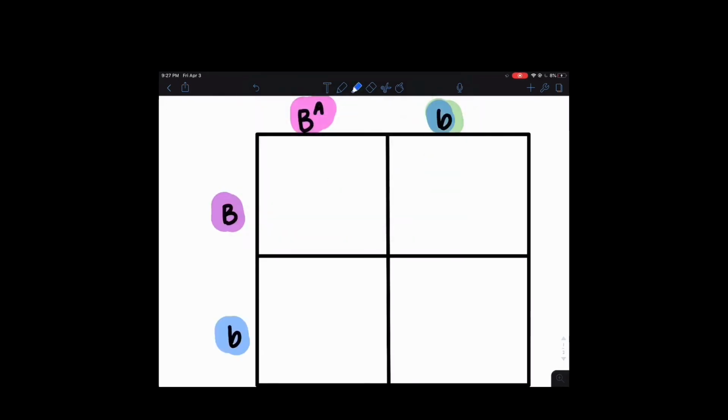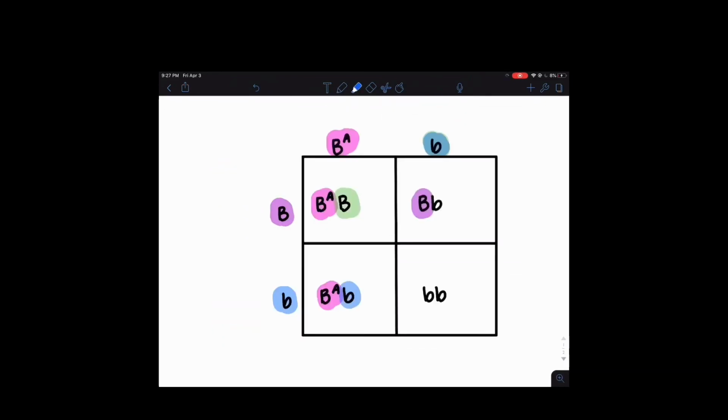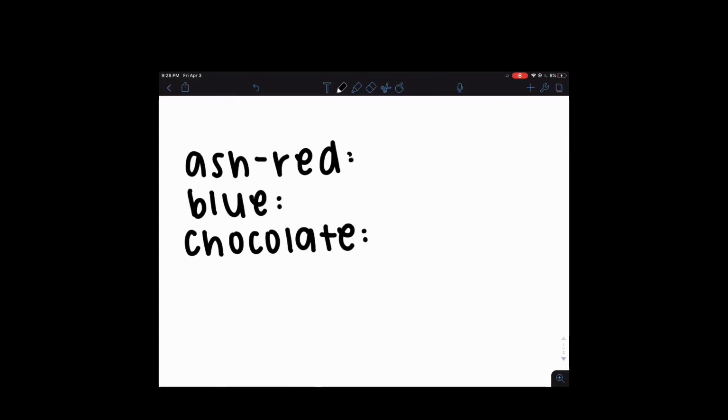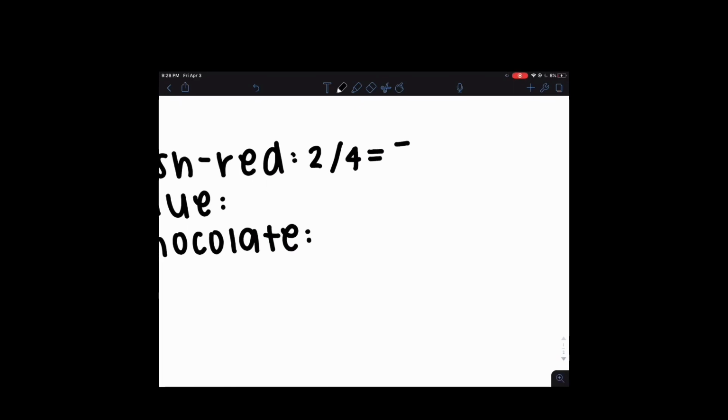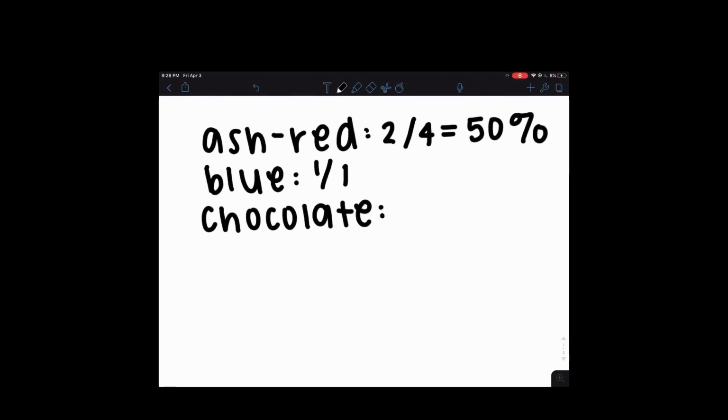So now it is time to cross the 2 parents. So now that we have crossed the parents, we can conclude that the ash red babies, there will be 2 out of 4 of them because there are 2 out of 4 that have the dominant allele, which is the same thing as 50%. And there is 1 out of 4 blue babies because there's 1 out of 4 that has the capital B and the lowercase b, which is the same thing as 25%.